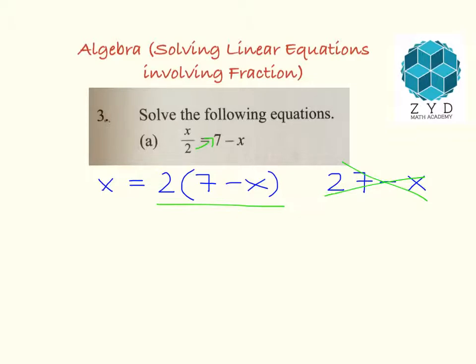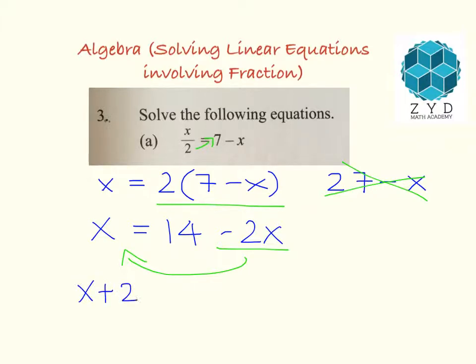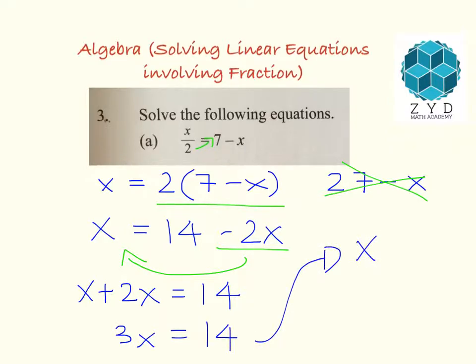Okay, so now our job is slightly easier. There's no fraction, but we have brackets. So we expand this bracket to get 14 minus 2x. And from previous examples, let's keep all the unknowns to one side. So let's bring this minus 2x to this side, and we will get x plus 2x equals 14. So 3x equals 14. And continuing here, x equals 14 divided by 3.